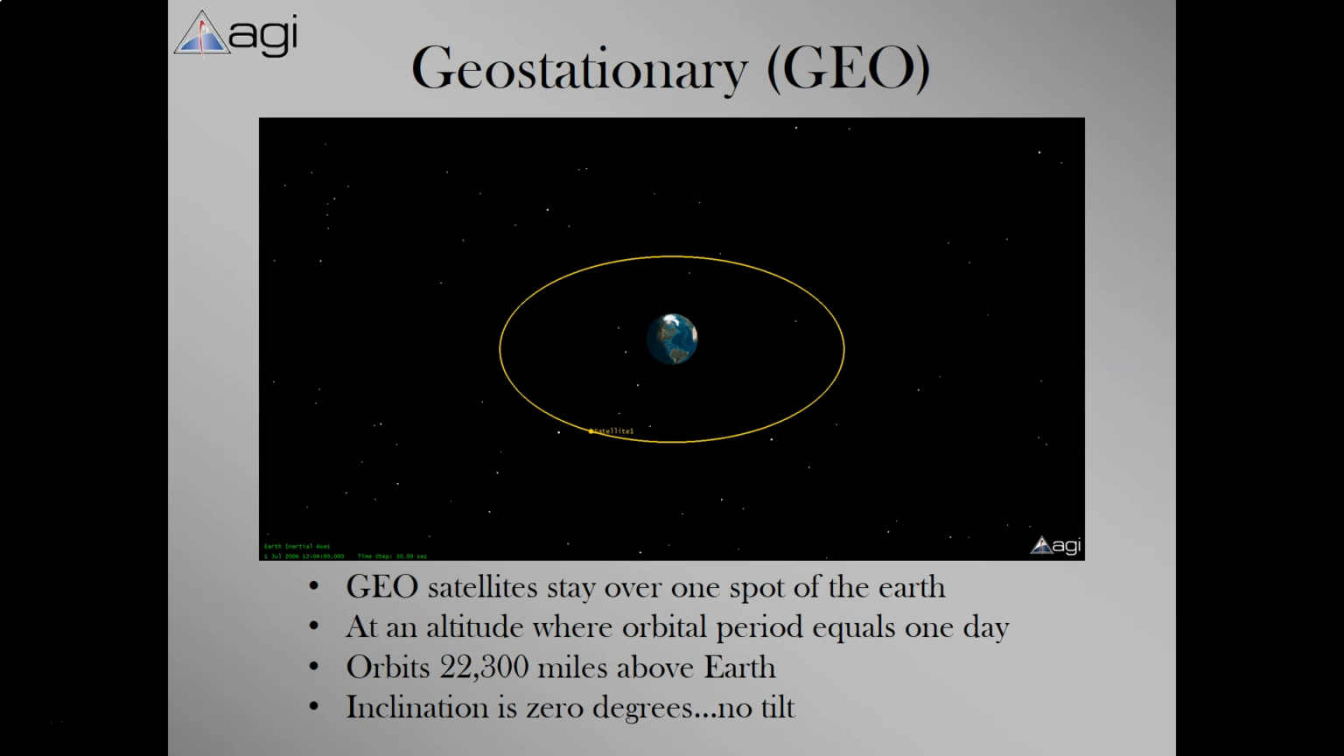What's in a name? A geostationary satellite stays in one spot with respect to the Earth. Geostationary is achieved by placing a satellite at an altitude where orbital period is exactly equal to 1 day, or 24 hours. Its orbit is about 22,300 miles or so above Earth, and the inclination, that's the tilt of the orbital plane, is exactly 0 degrees. So this means it is directly out from the equator.